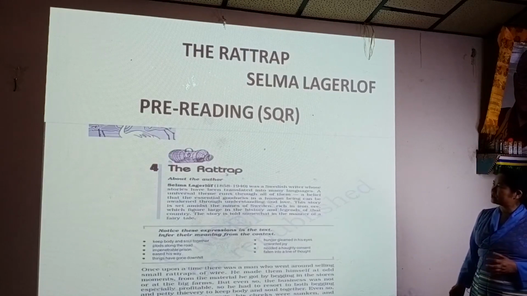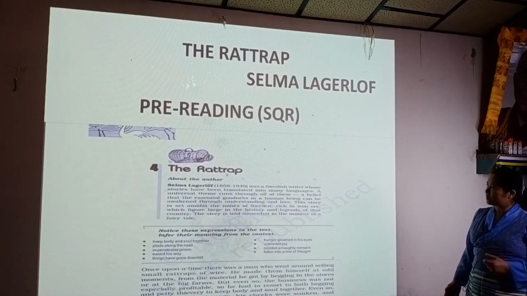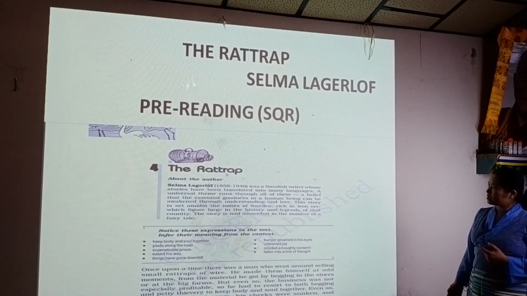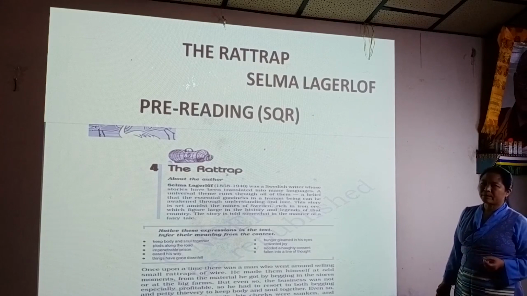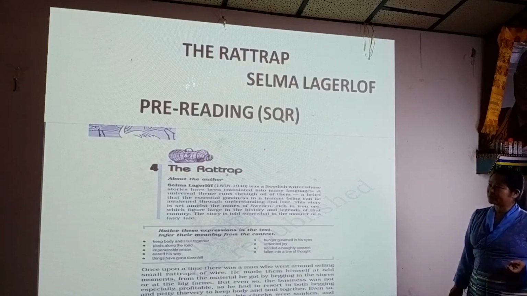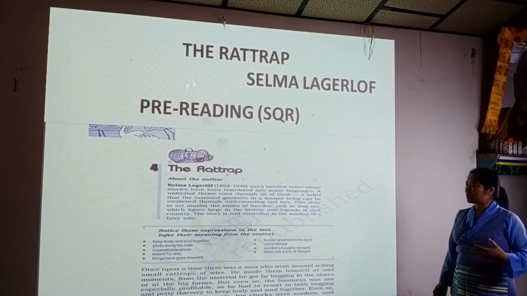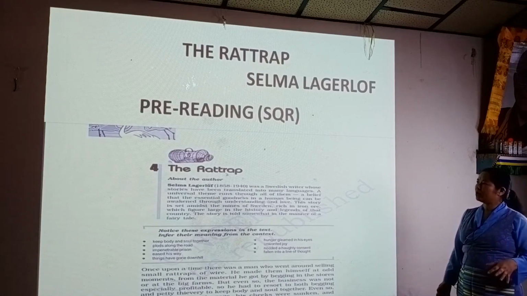So this is the picture of the textbook. In the textbook, this is what you are going to see. If we survey the textbook, what we see here is a picture or photograph of a rat trap, and then the title. Then we also have a bit about the writer, and some of the expressions or unfamiliar words which you can use as you read along for a better understanding.